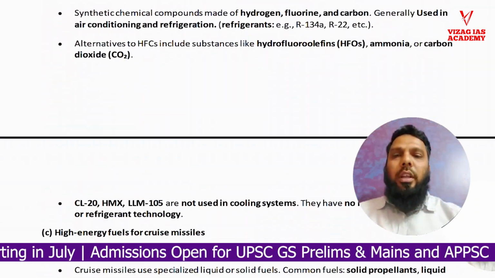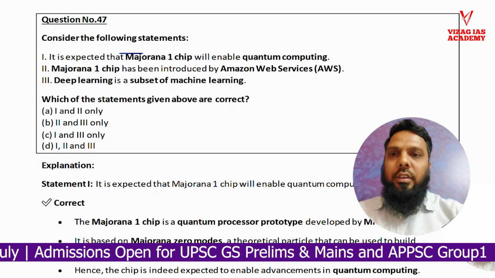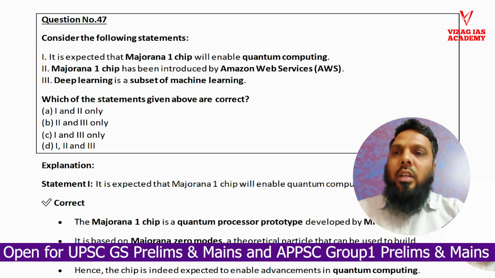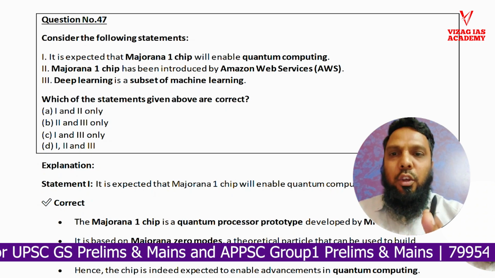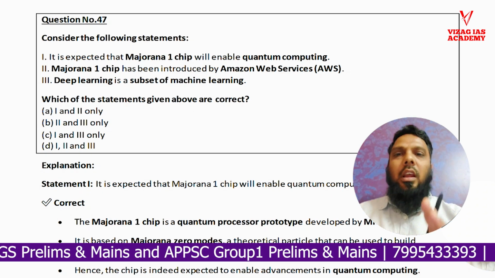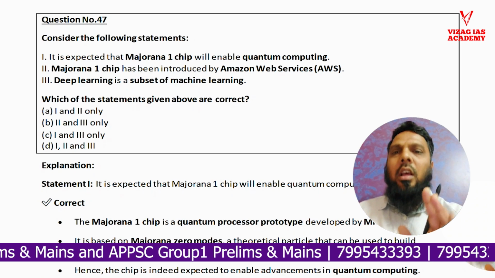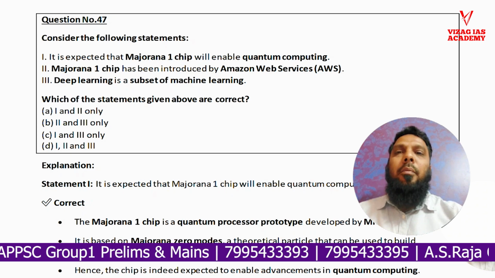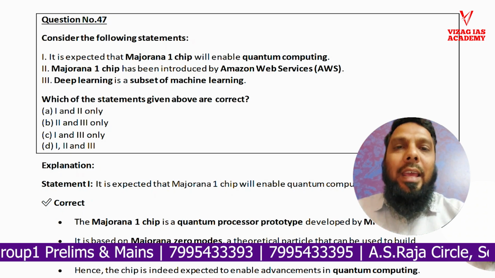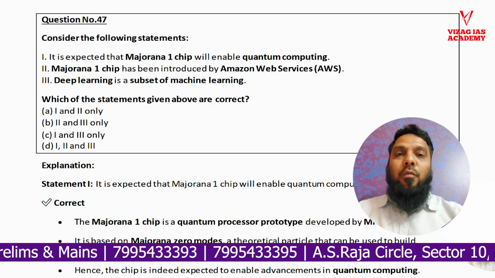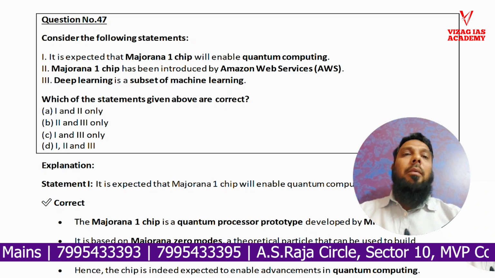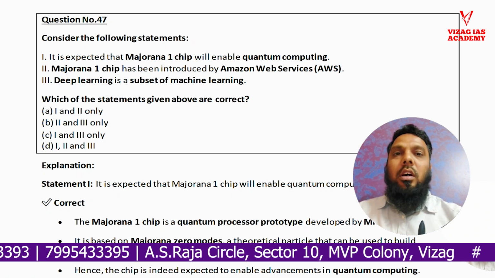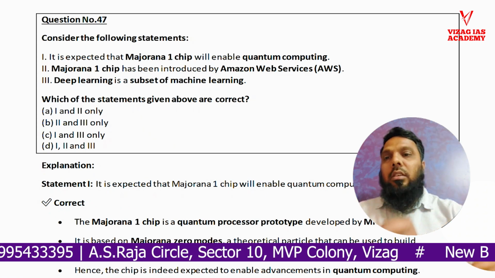Now let's go to the next question, question number 47. Consider the following statements. Now what are the statements? Statement 1, statement 2, statement 3. A standard UPSC question where statements are given, and we have to select which of the statements are correct, right? So first statement, it is expected that the Majorana 1 chip will enable quantum computing. So somewhere we are stepping into the zone of quantum computing or artificial intelligence, because this is definitely part of science and technology, right?